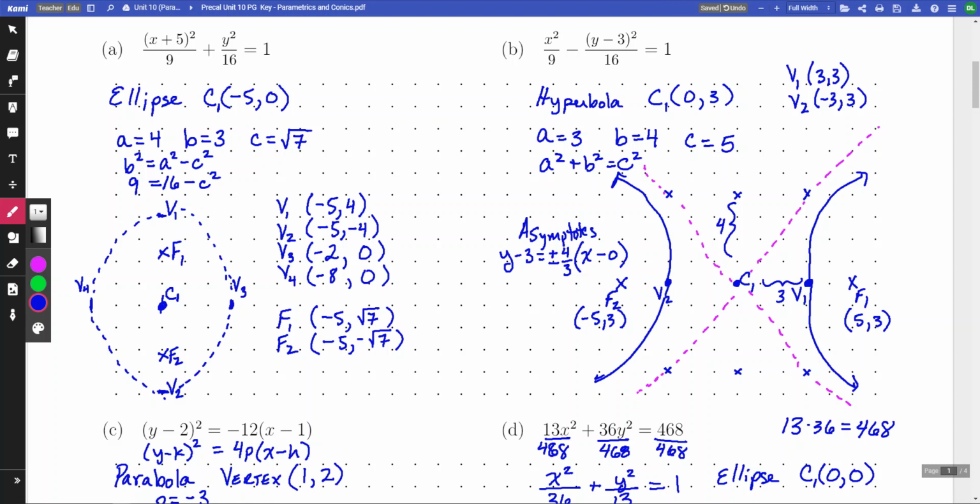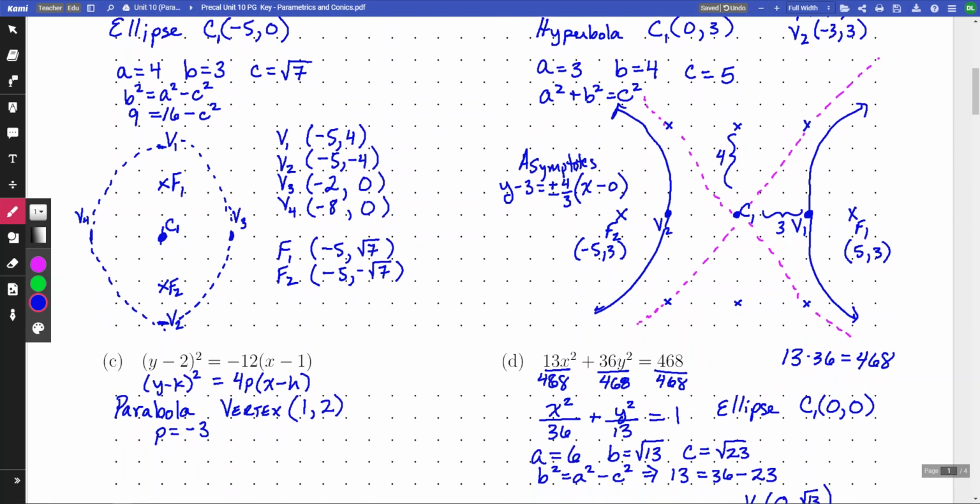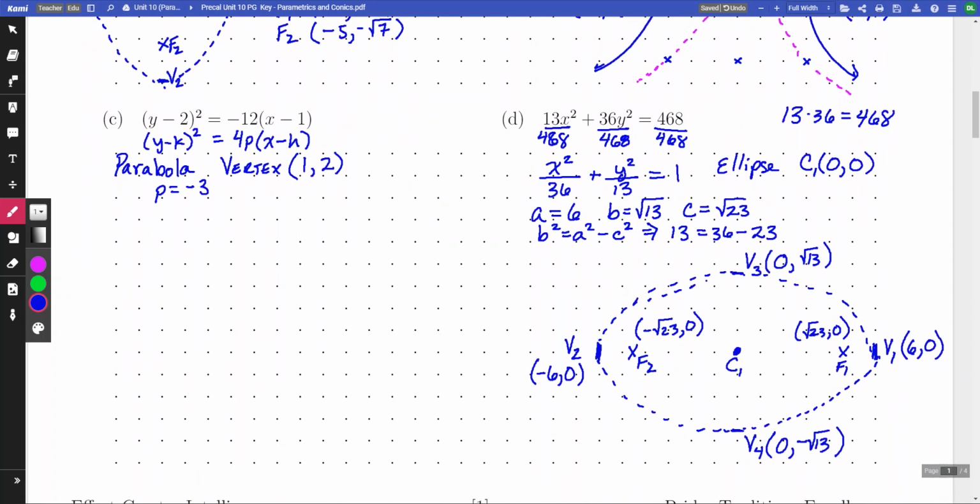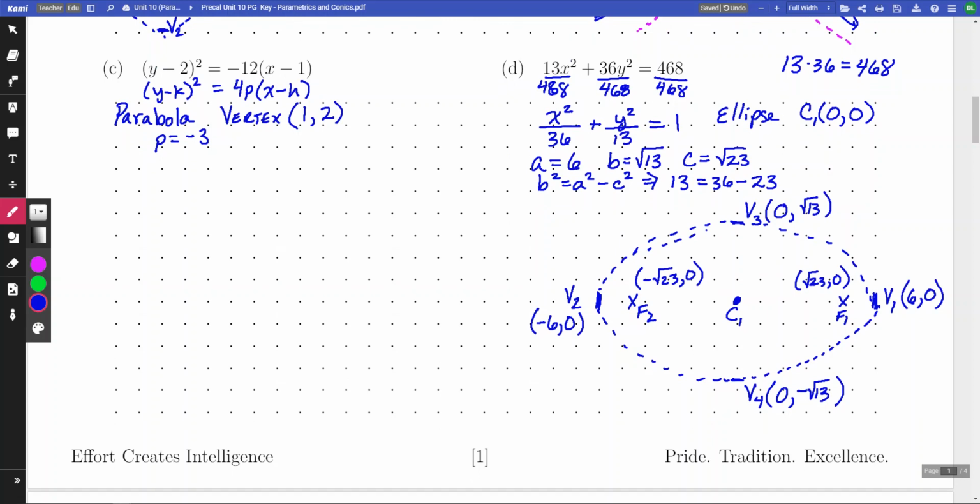Okay. Then I've got my parabola as my last one left to do. So for my parabola, I know the information that I need to label. I have a vertex of 1, 2. So I'm just going to come over here and say, here's my vertex, and I'll call that V1 to be my vertex.